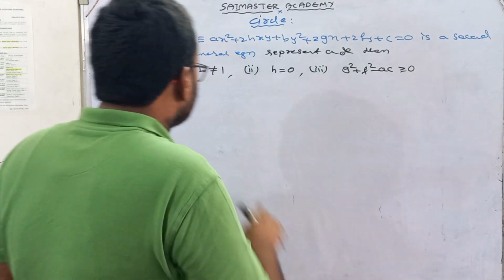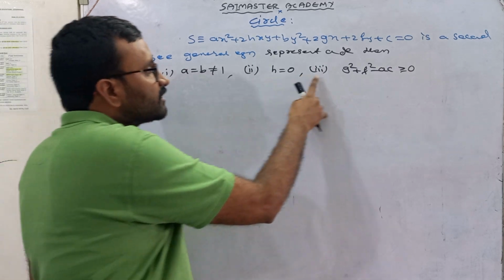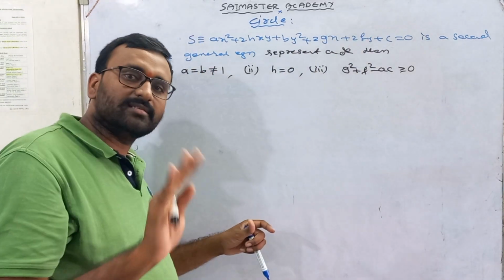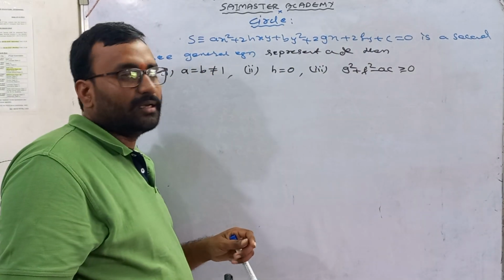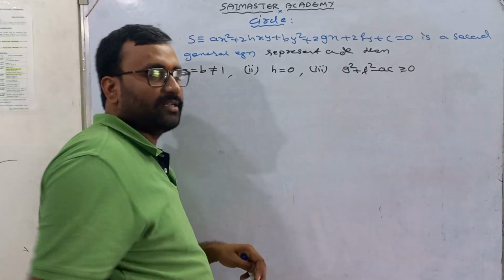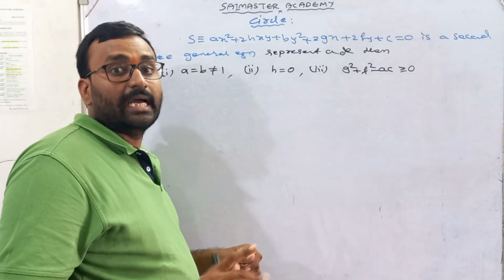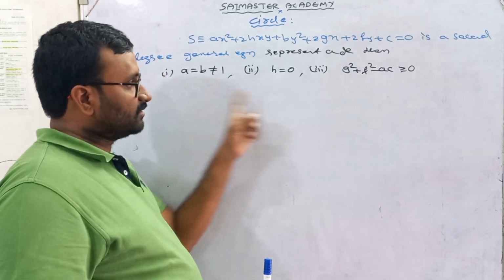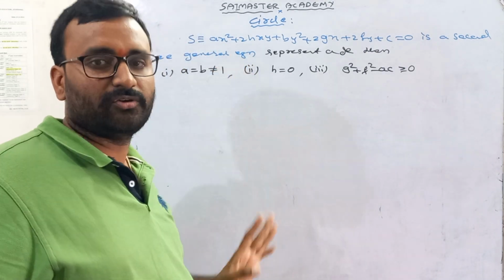Now here, if a second degree equation satisfies these 3 conditions, that is called a circle. If any equation satisfies these 3 conditions, that is also called a circle. And every circle satisfies these 3 conditions compulsorily. You can check in your own way.